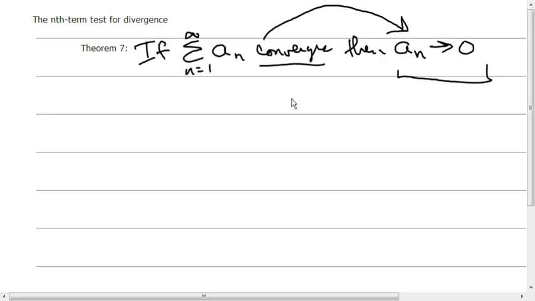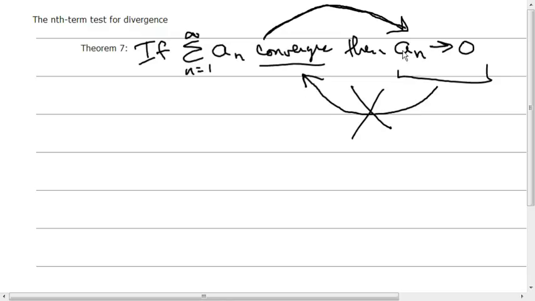Now, that's one way of thinking about it, all right? And that's what Theorem 7 says. But I want you to be aware that causality goes in this direction. If it converges, a sub n must go to 0. However, this way does not work.